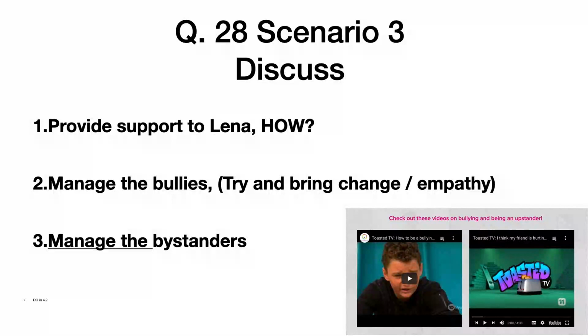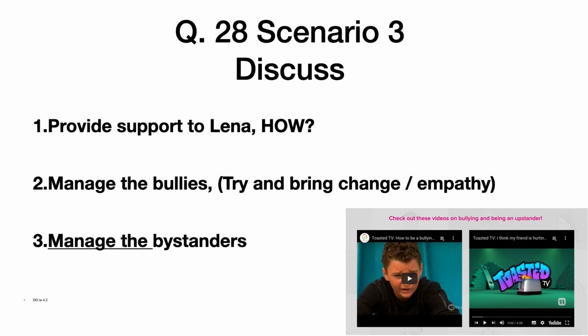The final question in this assessment, BF3, is question 28, which is another scenario. Let's read this scenario through and then come back to talk about how we're going to provide support to Lena, how we're going to manage the bullies who have been causing harm. We want to try and bring some change into those bullies and build in some empathy into them so that they won't continue to be bullies.